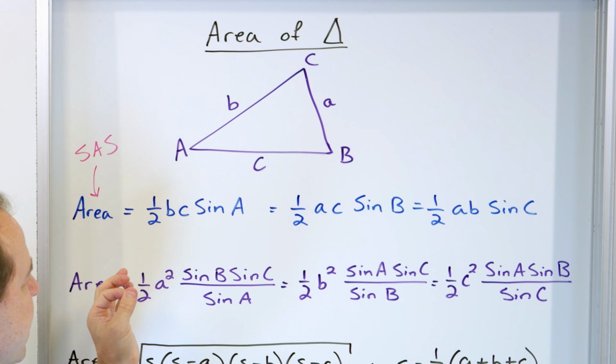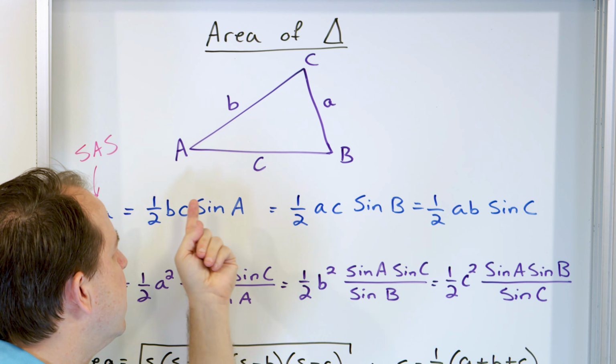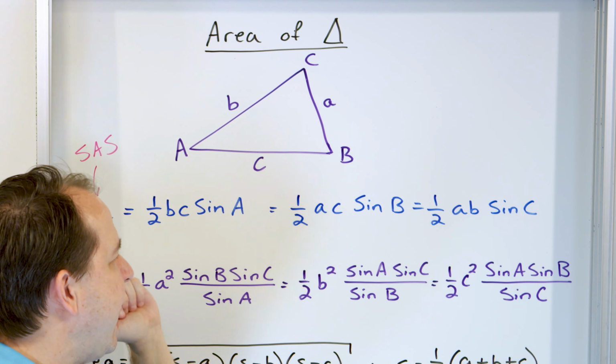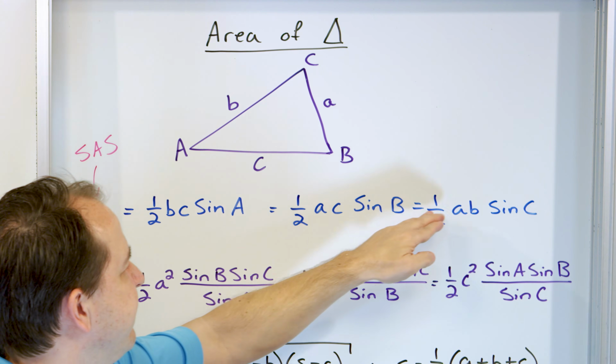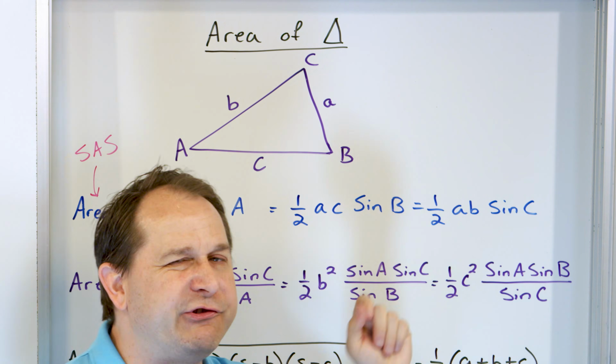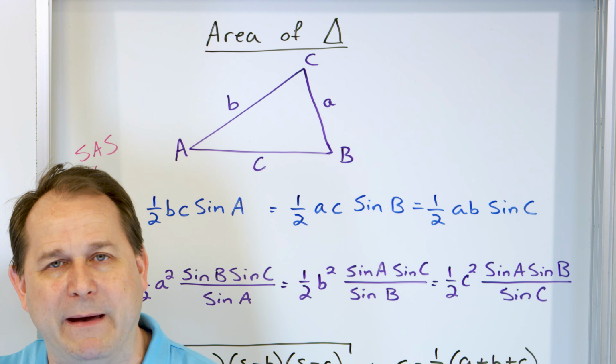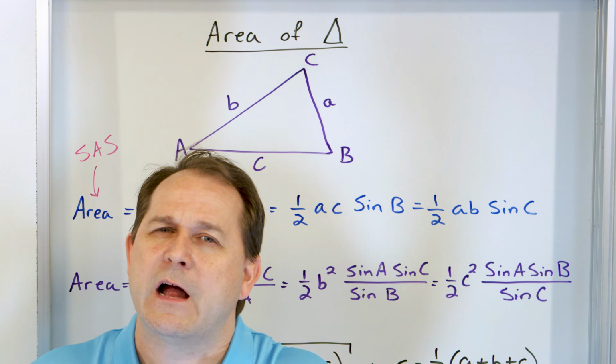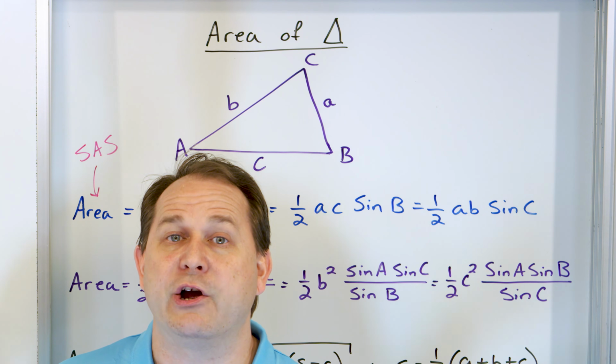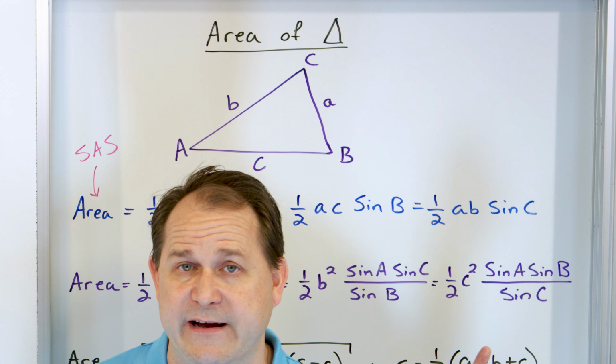But I might be given different pieces of information, side A or B or C or whatever, angle A, B, or C, and so I would pick one of these to use. Now I'm going to prove this to you in a second. I'm going to show you that it comes directly from what we just did, 1/2 base times height. It comes from that. So this is not a new magical thing I'm dropping on your head. It's something we're going to learn in just a second.